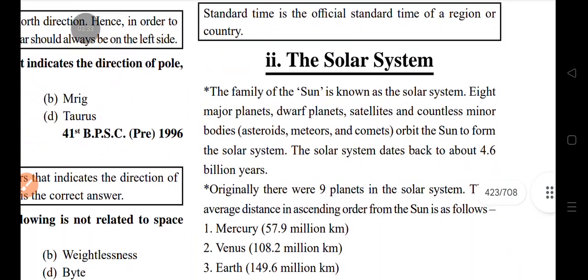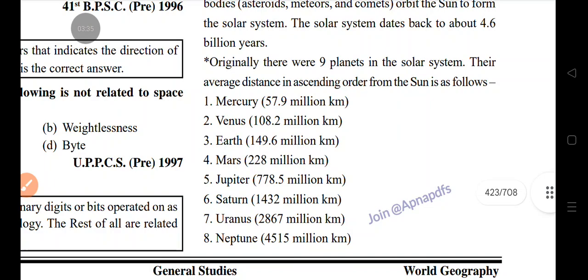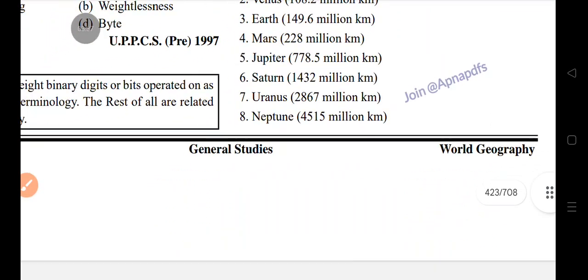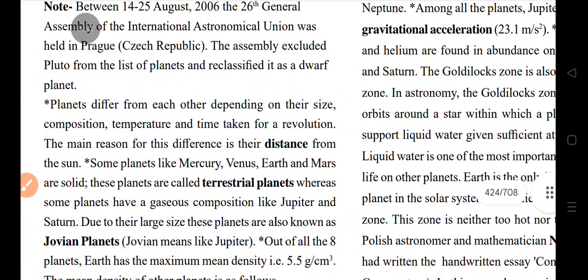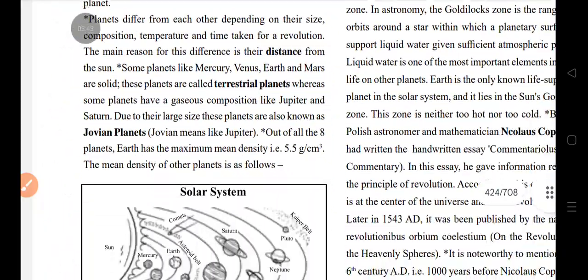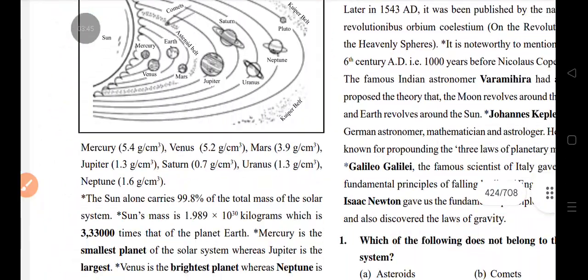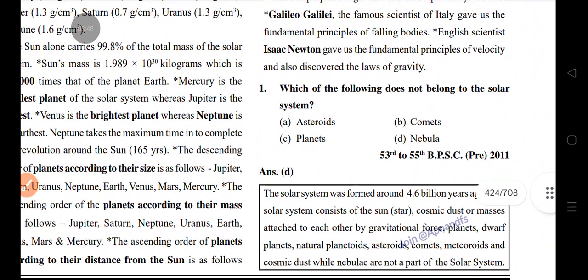Standard time. The solar system: Mercury, Venus, Earth, Mars, Jupiter, Saturn, Uranus, Neptune. Which does not belong to the solar system? Nebula.